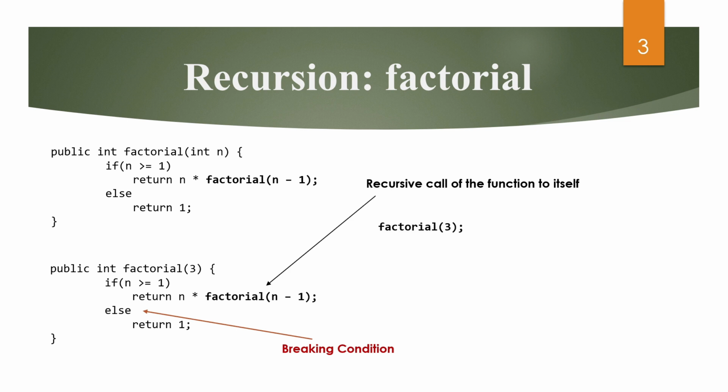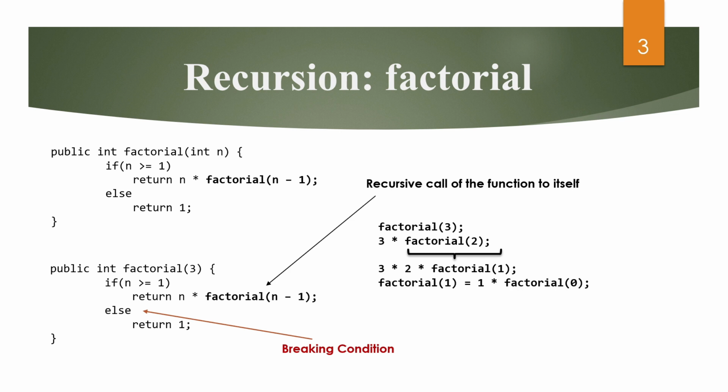So after we have this value 1, let's see what happens on the stack. At the first place we needed factorial of 3, which is 3 times factorial of 2, but factorial of 2 was unknown. Then we needed factorial of 1, and factorial of 1 is 1 times factorial of 0. And finally, when we pass this 0 as a parameter to this method, we can see that 0 is not even equal to 1, and we enter this else block. So we get the value 1.